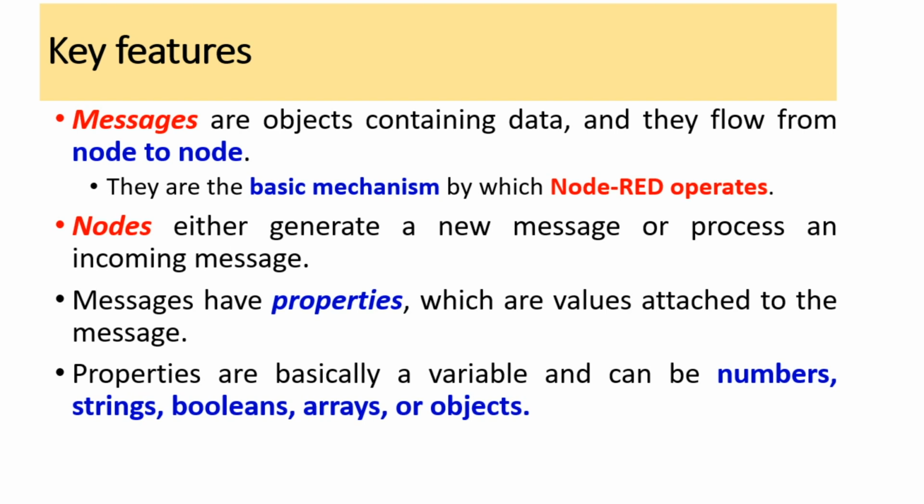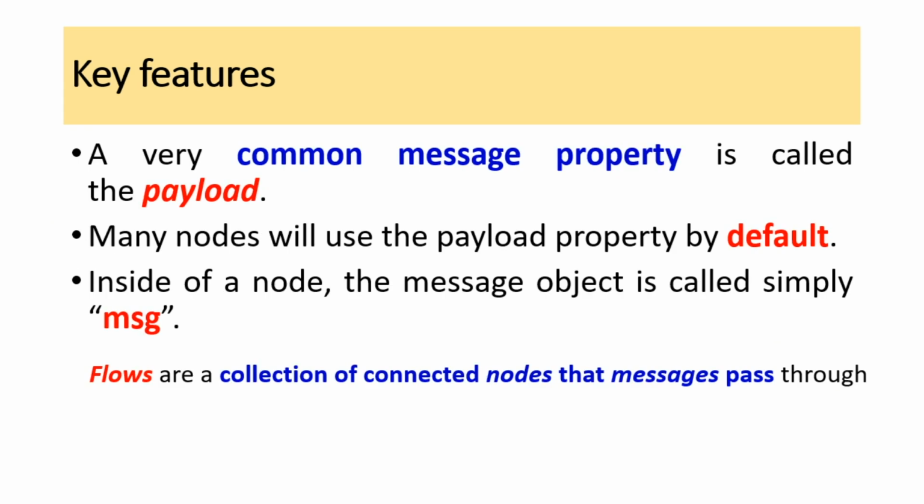This node can either generate a new message or process an incoming message. And we have a property window. This property enables us to set values like number, string, boolean, array, and objects. When we start experimenting with our exercise, we will have a better idea about these properties.